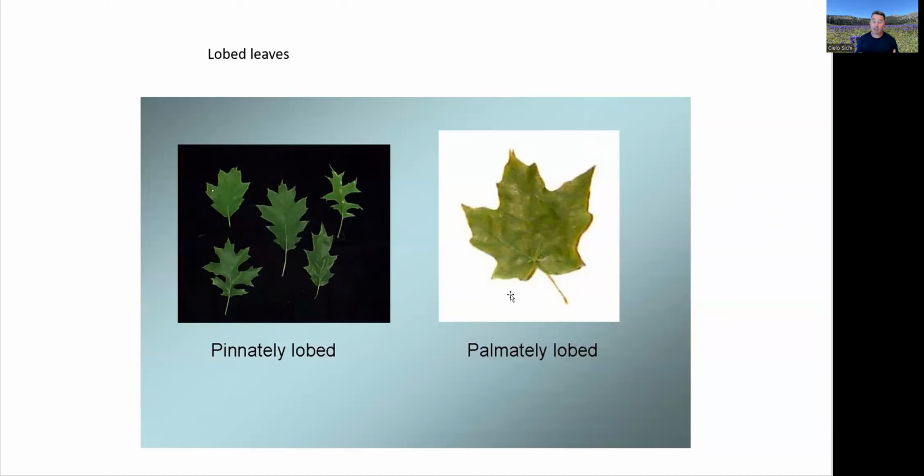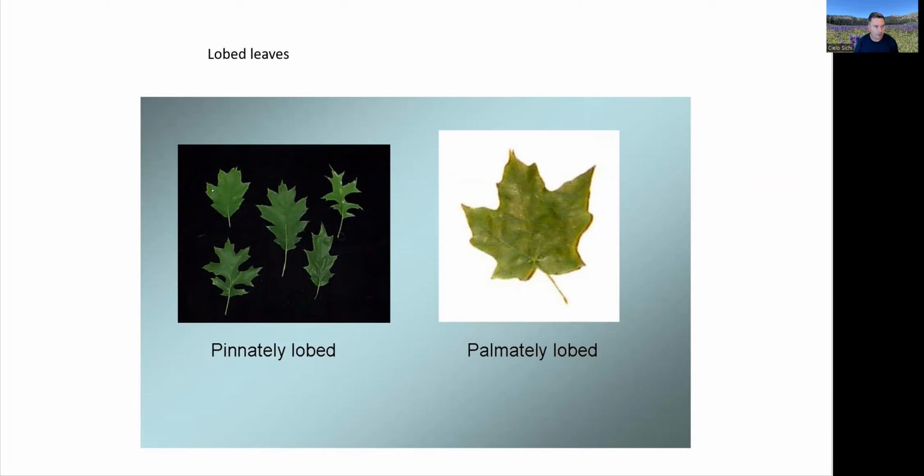There is a Platanus racemosa, the California sycamore, with a much larger leaf and a somewhat unreliable shape. But these are lobes, and the lobes are these portions that come out. When you see that, that is a lobed leaf. And this one is pinnately lobed because it has a midrib, or a midvein, that comes up through it.